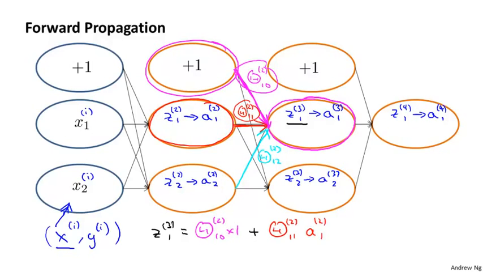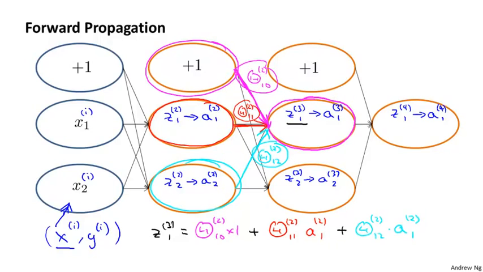And finally, this cyan weight times this value, which is therefore plus theta 212 times A21. And so that's forward propagation.